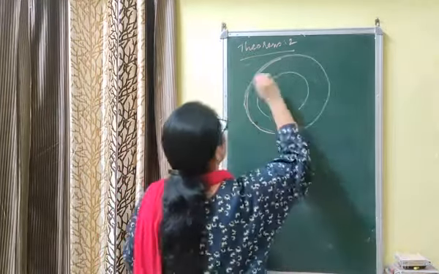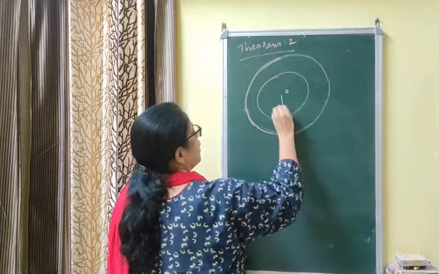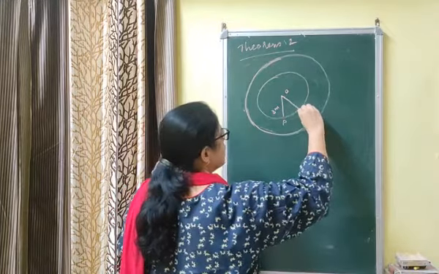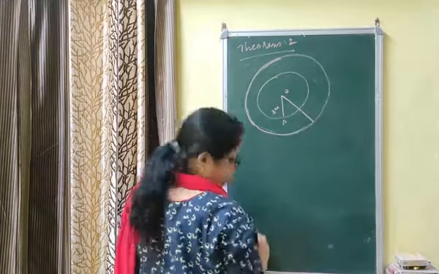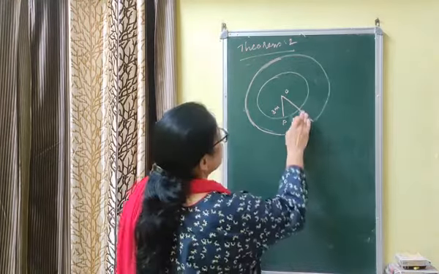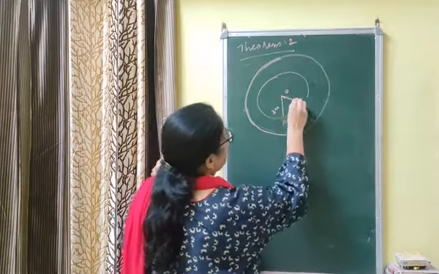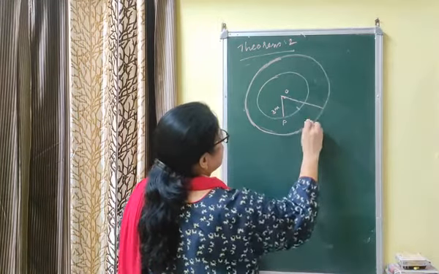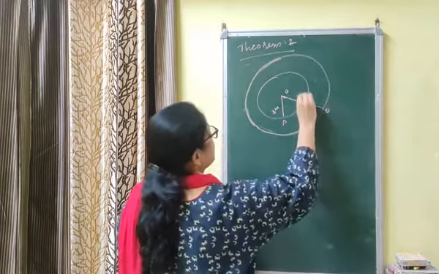And what else are you given? What all have you been given? Let me draw properly. You are given that the radius of the first circle is 3 cm. This is 3, it is OP. And the radius of the second circle is given as 5. Let me check. The radius of the first circle is given as 3, and the radius of the second circle is given as 5 centimeter, this is Q.